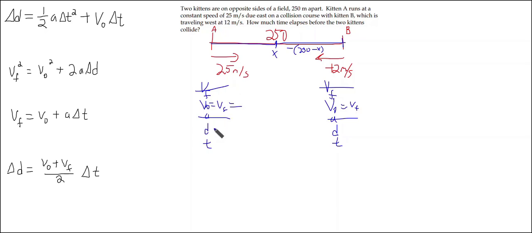Okay, so let's see. Our distance here is x, and our distance here is negative 250 minus x. Okay, what else do I have? The initial velocity here is 25 meters per second, and the initial velocity here is negative 12 meters per second. Cool. Now what I have is a very common thing that you see in algebra. I have two unknowns. I don't know what x is, and I don't know what t is. So I need to have two equations in order to solve for that. So let's go ahead and write two equations.